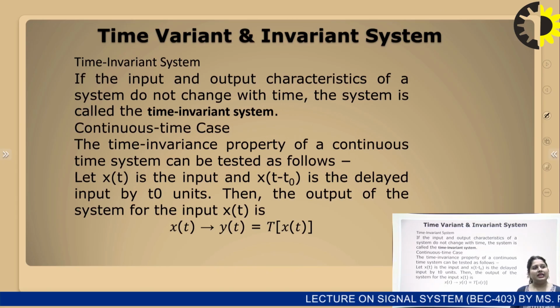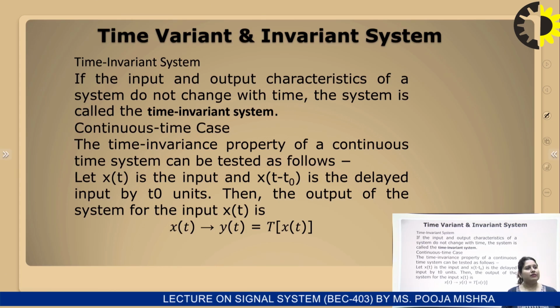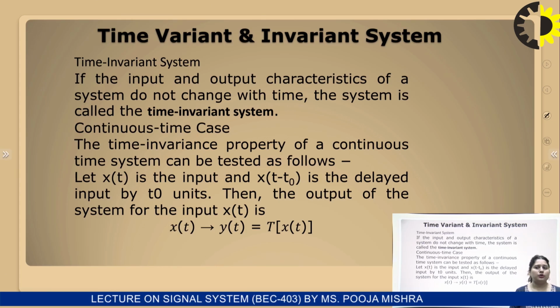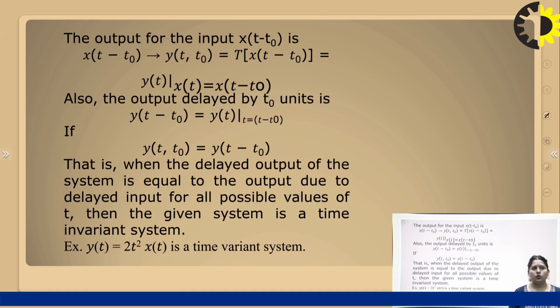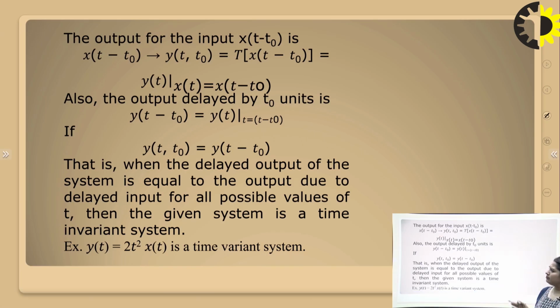Similarly, time variant and invariant systems. Already we have discussed that time invariant systems are those in which we provide a delay of t naught, and it will also provide an output with a delay of t naught. Then it is called time invariant. Otherwise, the system is called a time variant system, which is shown here also in the same way. That is, when the delayed output of the system is equal to the output due to the delayed input for all the possible values of t, then the system is called a time invariant system.